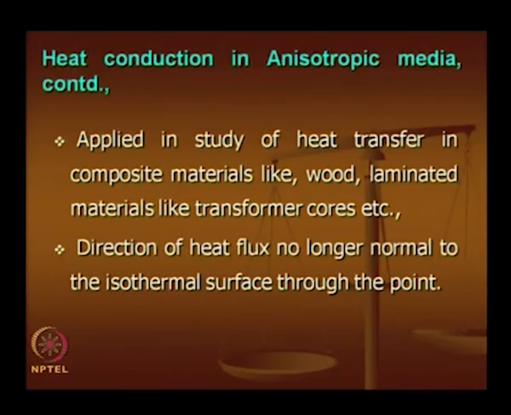Now the problem is that the direction of heat flux is no longer normal to the isothermal surface at every point, and it is a lot more involved. Needless to say, there will be no further consideration of anisotropic media in this course.